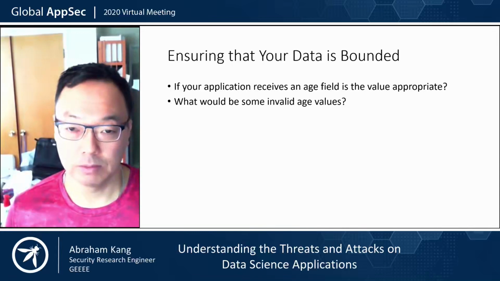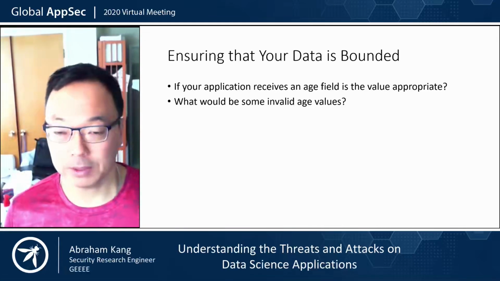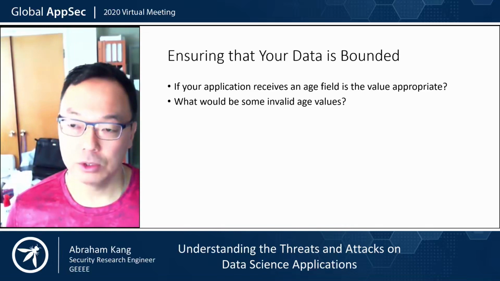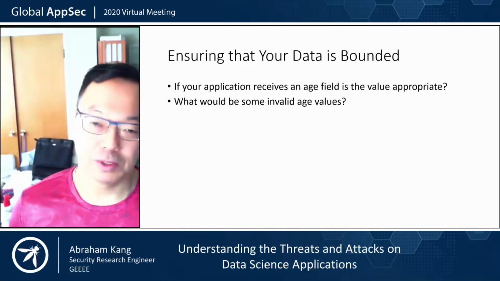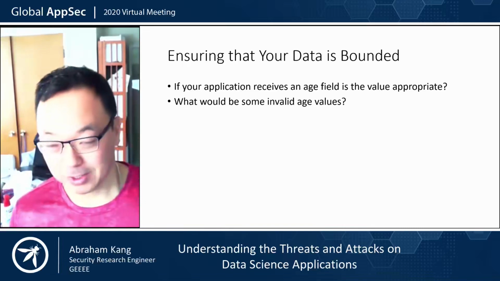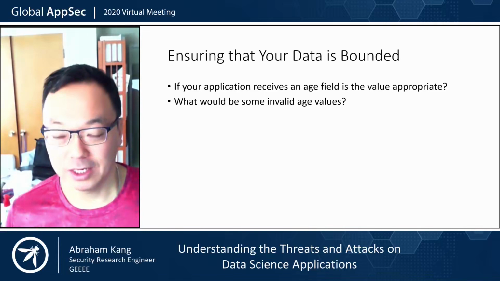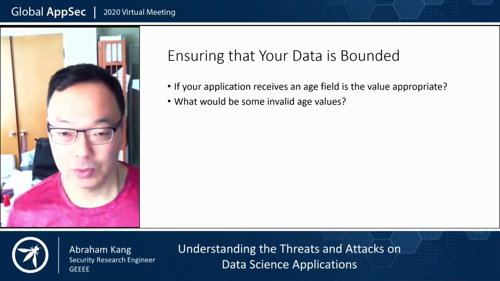When we talk about valid values, you're ensuring that your data is bounded. If your application receives an age field, is the value appropriate? What do you think would be some invalid age values? Well, if you got a negative value, there's no one with a negative or zero age. So that's one example of something that we'd want to look for.